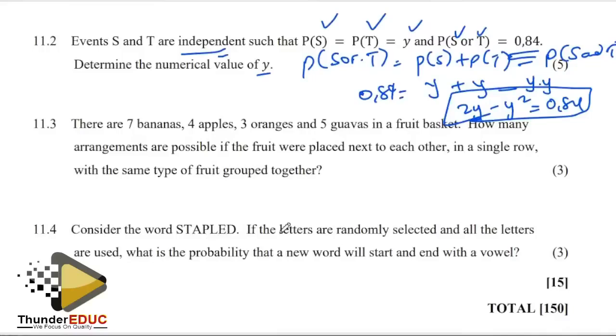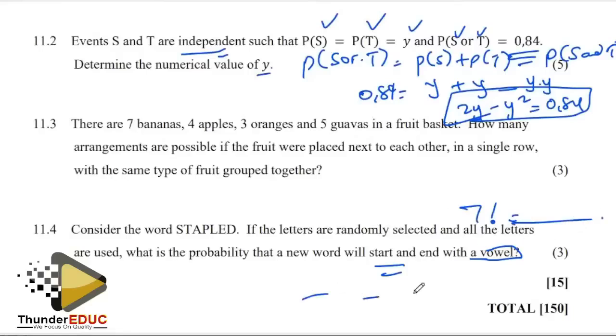Then we have the word stapled. If the letters are randomly selected and all the letters are used, what is the probability that a new word will start and end with a vowel? Okay, so how many vowels are there? It's just 2 vowels. How many letters are there? 1, 2, 3, 4, 5, 6, 7 letters altogether. So start by looking at what if there was no condition of the vowel, we would have 7 factorial. Those are the arrangements we would have.